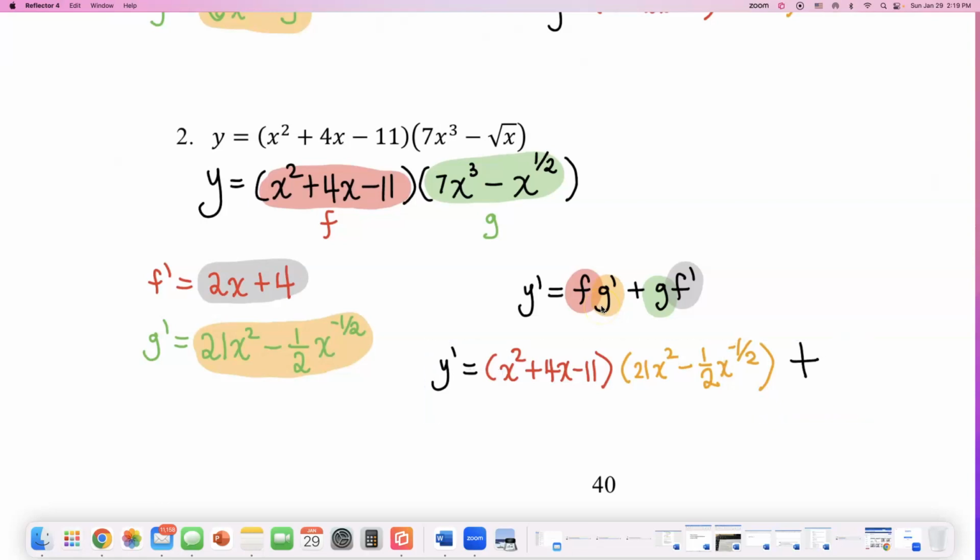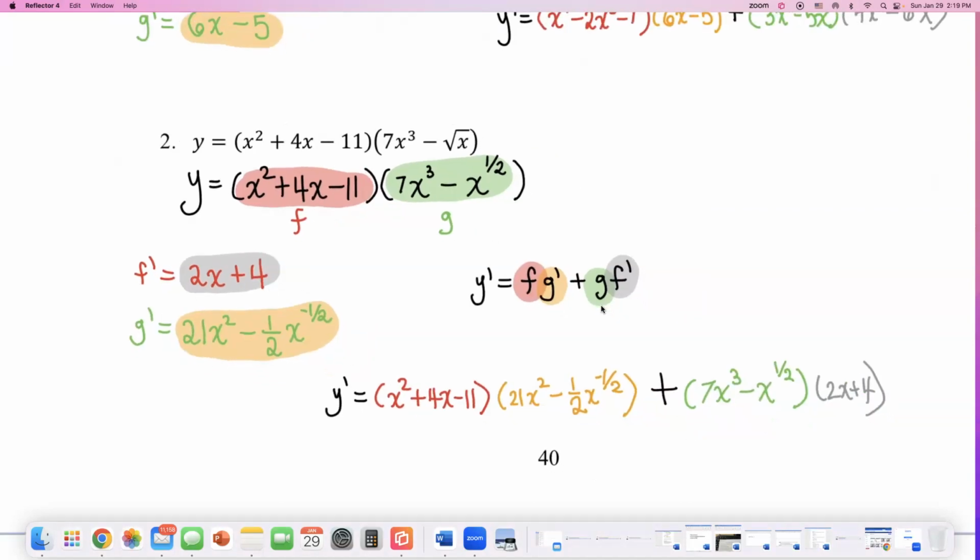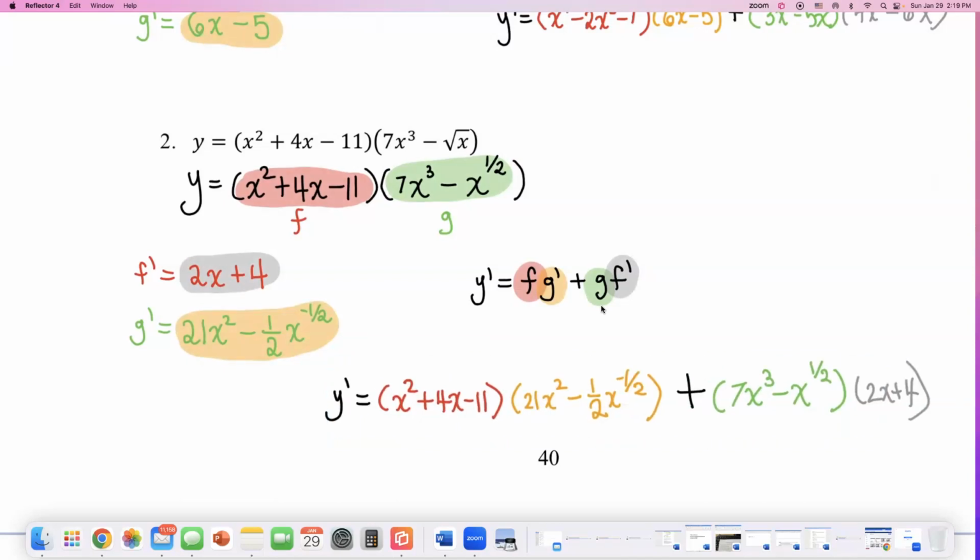And we need green. Let's see, where's the green? G: 7x to the third minus x raised to the 1/2 power. And lastly, I'm multiplying this by 2x plus 4. And that's it for the final answer. Thank goodness they said don't simplify. So this is where we're going to stop for these product rule problems.